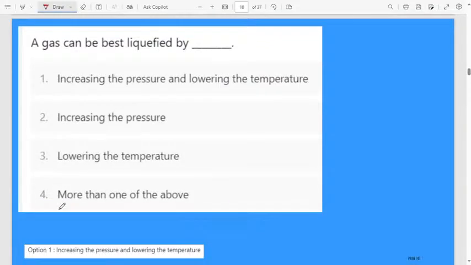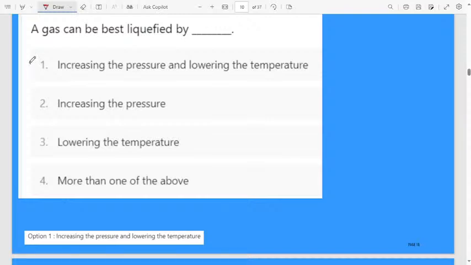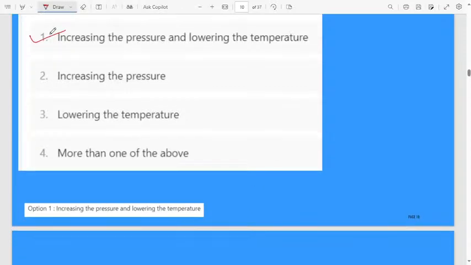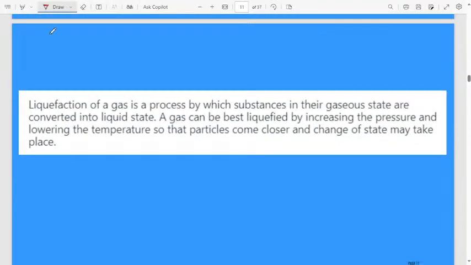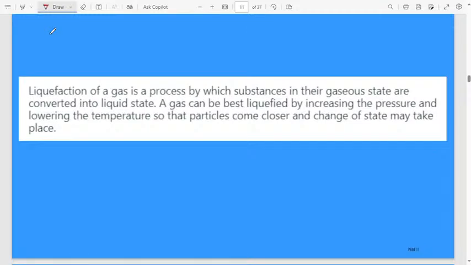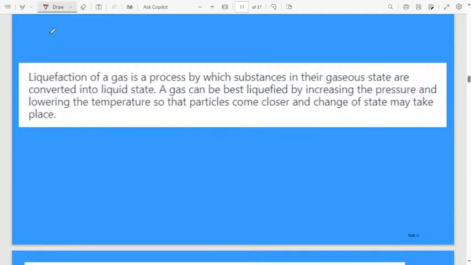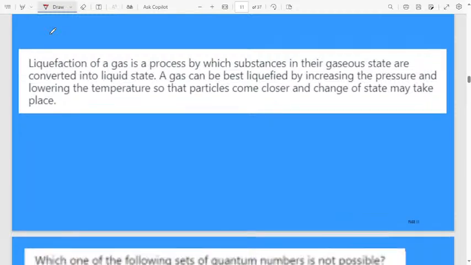A gas can be liquefied by increasing the pressure and lowering the temperature. If you want to convert a gas into a liquid, then you have to increase the pressure and also lower the temperature. Liquefaction of a gas is a process by which a substance in its gaseous state is converted into the liquid state. A gas can be best liquefied by increasing the pressure and lowering the temperature so that the particles come closer. Change of state may take place very easily.